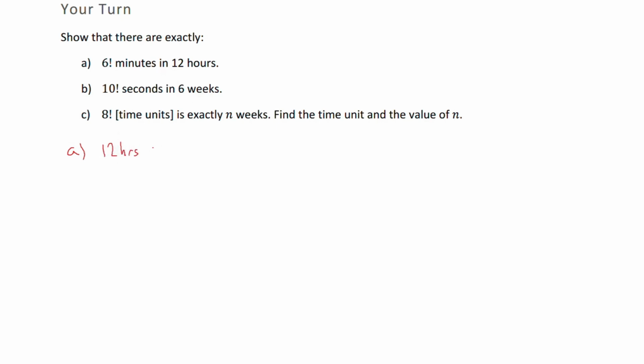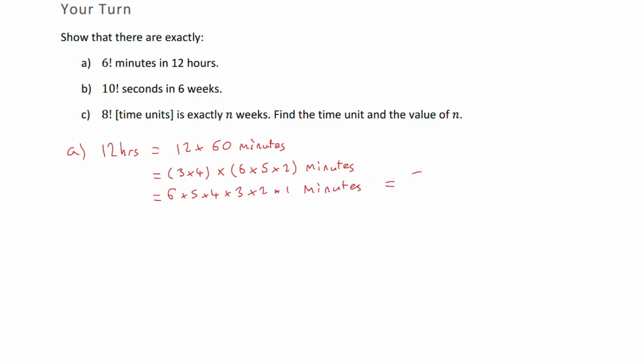So let's do 12 hours. Well, 12 hours is 12 times 60 minutes. But that is 3 times 4 for the 12, and 60. I'm going to break that down into 6 times 10, or 6 times 5 times 2 minutes. But that is, if we rearrange this, 6 times 5 times 4 times 3 times 2 times 1 minutes, which is 6 factorial minutes. So a nice little coincidence there. 6 factorial minutes is exactly 12 hours. Exactly.